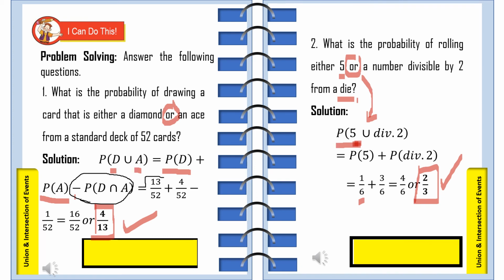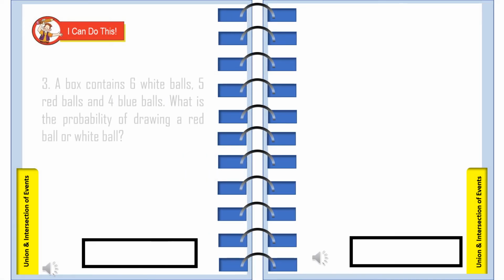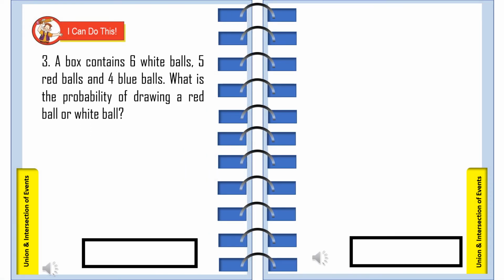Okay? Next, question number 3. A box contains 6 white balls, 5 red balls, and 4 blue balls. What is the probability of drawing a red ball or white ball? So we're talking about naman yung balls natin dito sa object natin na gagamitin. 3 different kinds ng balls na meron tayo dito: white, blue, and red. Meron siyang iba-ibang bilang: 6 na white, 5 red, at saka 4 na blue. So, what's the probability of drawing or getting a red ball or a white ball? Okay, timer starts.